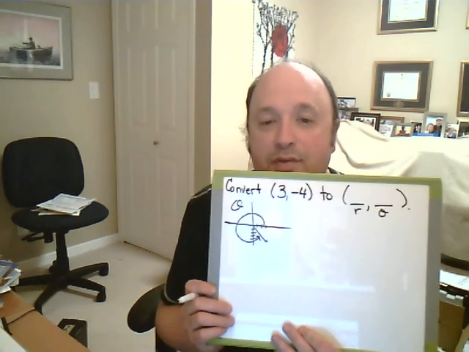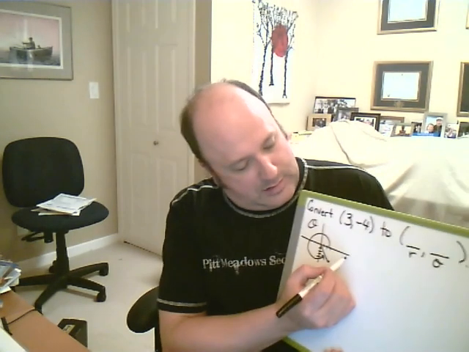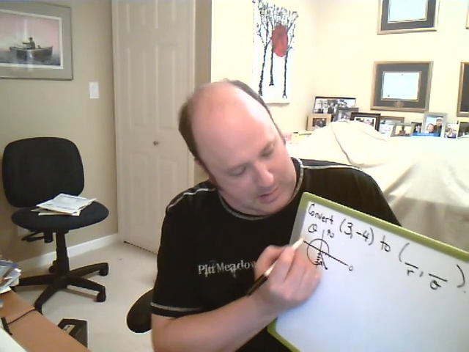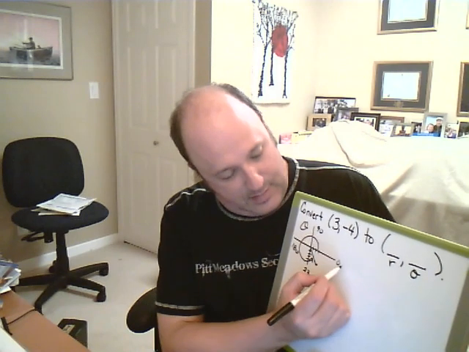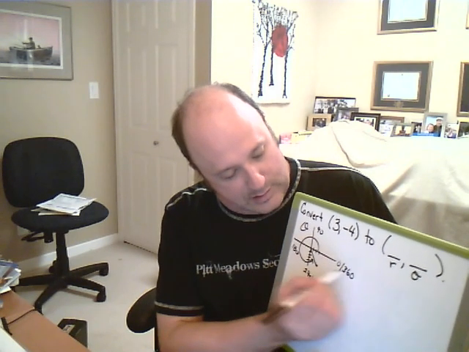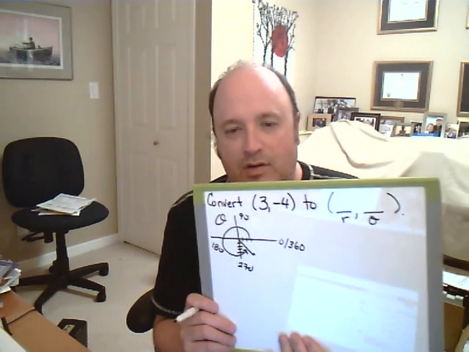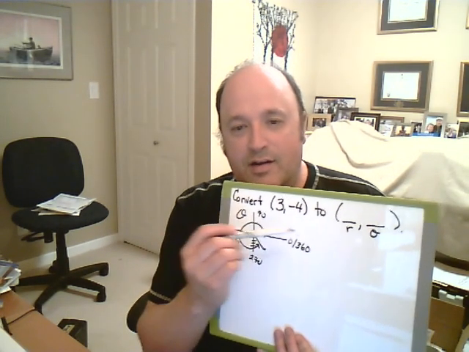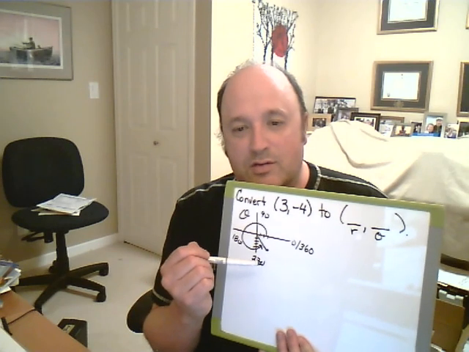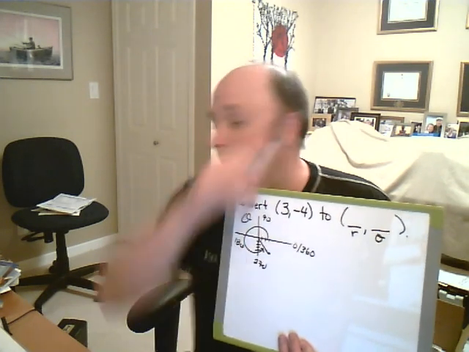Okay, so a couple things that we know, right? This is 0, this is 90, this is 180, this is 270, and then we go all the way around to 360 again, because there are 360 degrees in the circle. So the angle, the theta that we're going to have here, is going to be between 270 and 360.